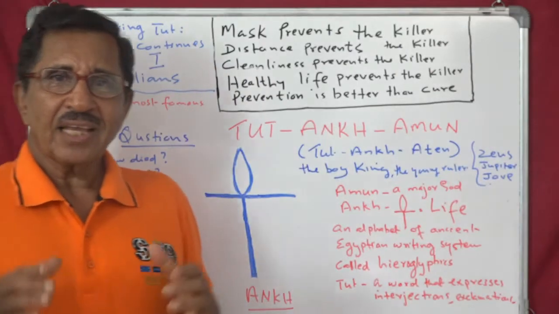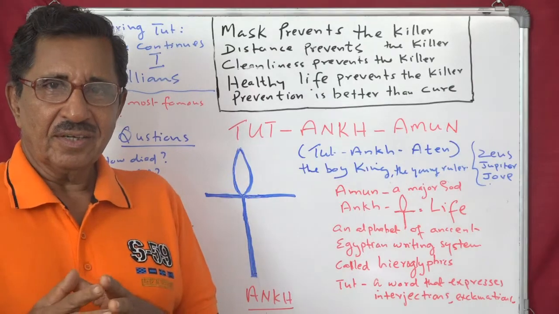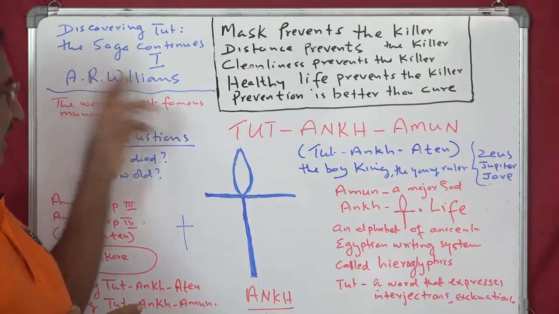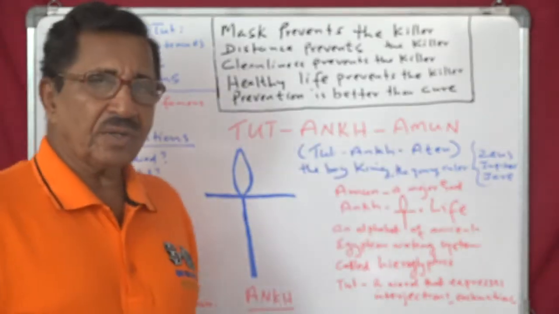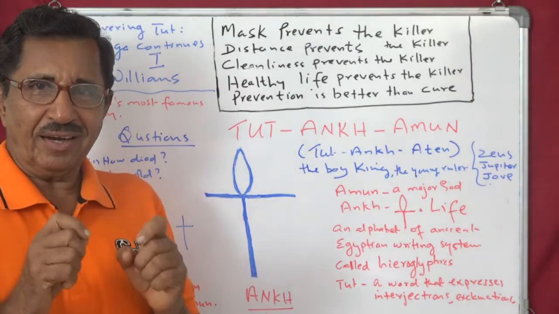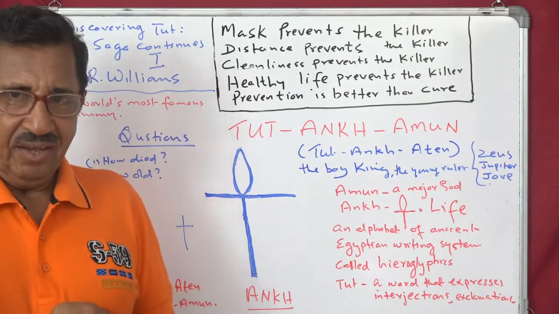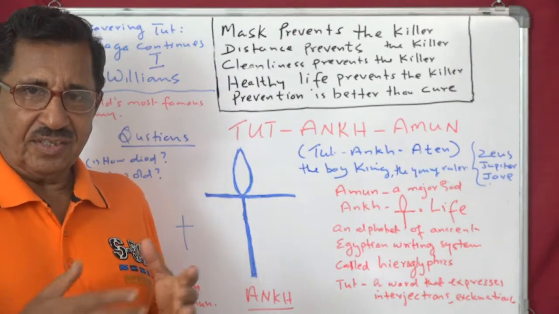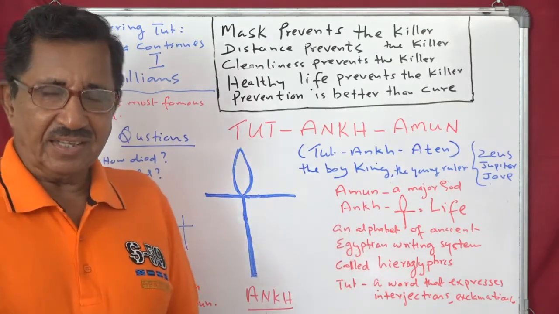Amun means a major god, Egyptian god. So when you say Tut ankh Amun together, how do you say that? We say Discovering Tut, that is the short form. Tut ankh Amun means image of the living god. For the Egyptians, Amun was a living god. So image of the living god means life, living. Ankh means living. I think now that is clear.